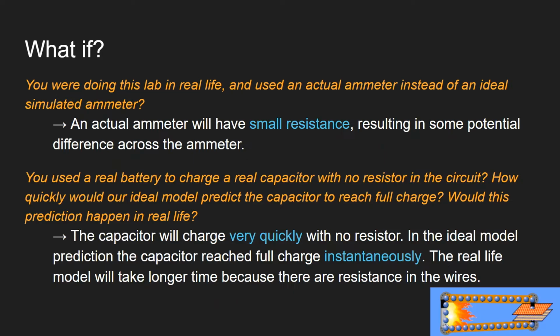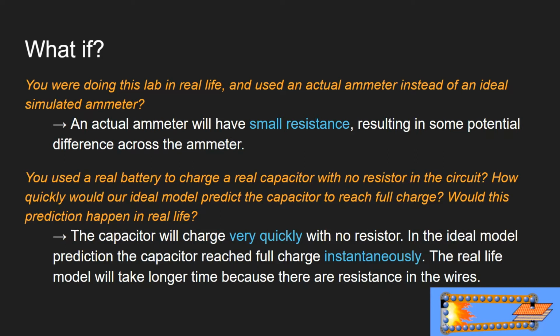If I used an actual ammeter instead of the simulated ammeter, the actual ammeter will have small resistance, resulting in some potential difference across the ammeter. And if I used a real battery to charge a real capacitor with no resistor in the circuit, the capacitor will charge very quickly with no resistor.